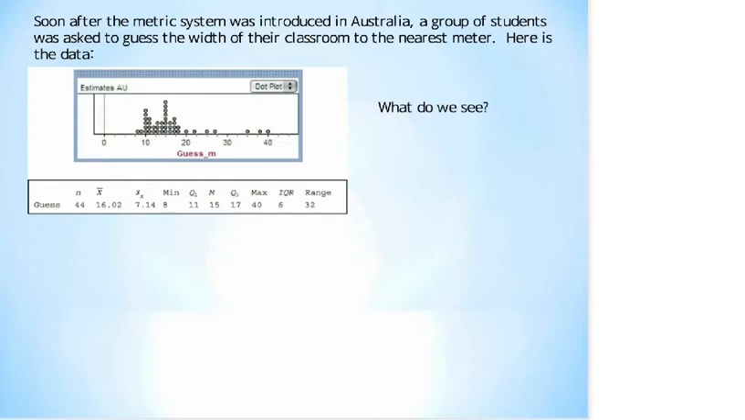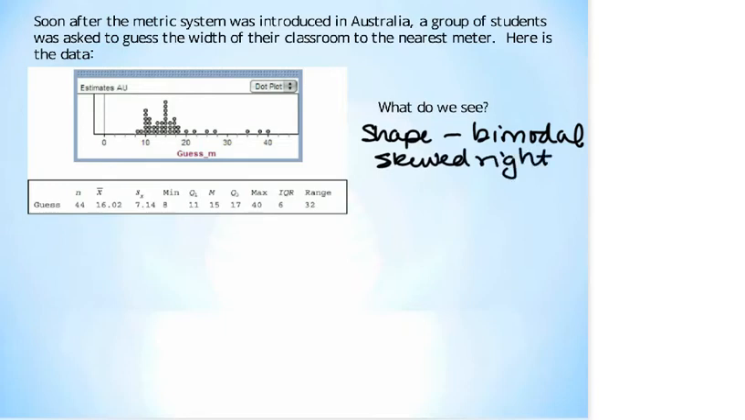So let's practice what we've already learned and talk about what we see. First of all, what's the shape? Well, it's bimodal. Got 2 modes. It's skewed right. And what else can we say about it? The peaks are at 10 and, it looks like, 15.